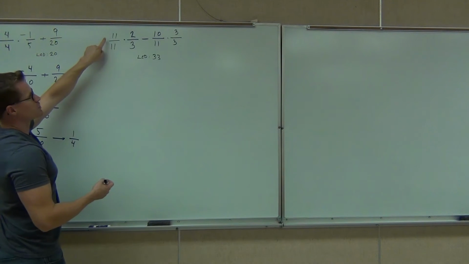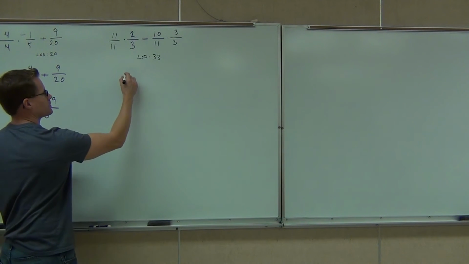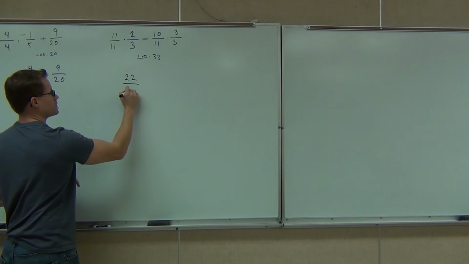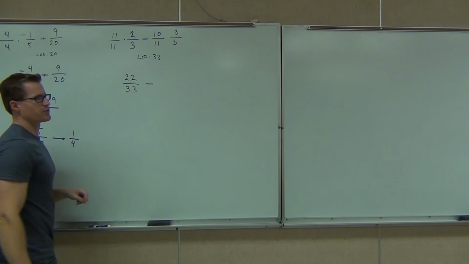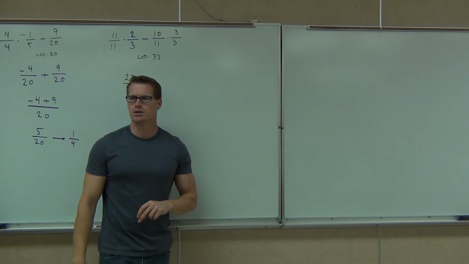Can you tell me what this fraction is going to become, please? 22 over 33. We still have a minus sign. How about the other fraction? 30.